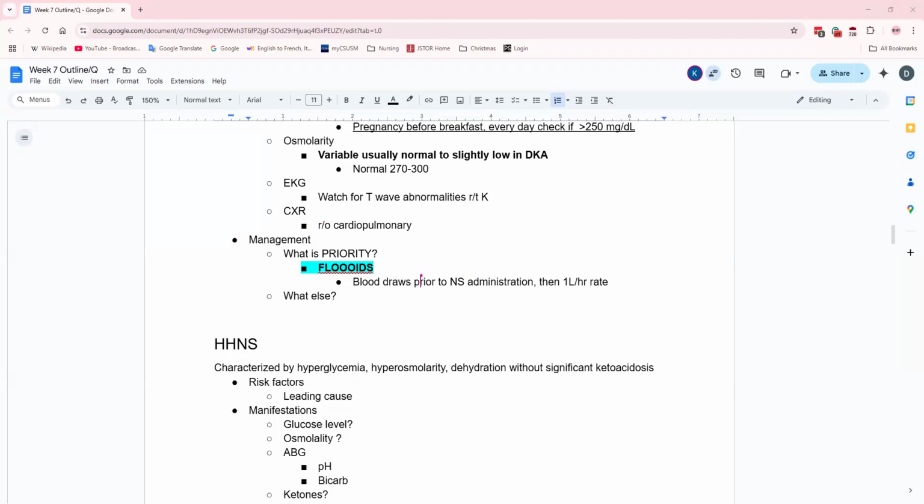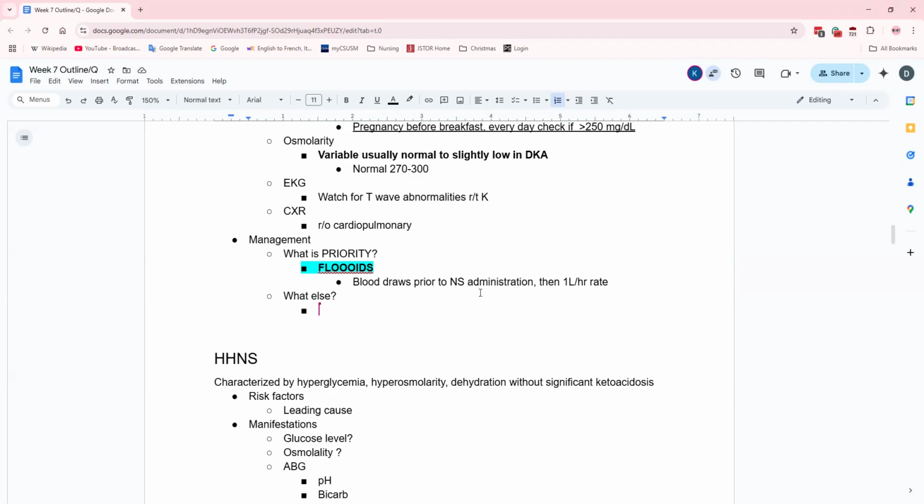Obviously before you dilute everything down by pushing a whole bunch of fluids in, you're going to make sure that you get your blood draws prior, and then you're going to give 1 liter over 1 hour. I think it's mainly NS. Diego, correct me if I'm wrong on that. I believe that's right. I'm not sure about LR just because it does have a lot of electrolytes and other stuff already inside. LR is more for burns, yeah.